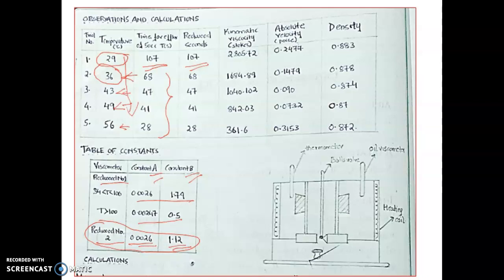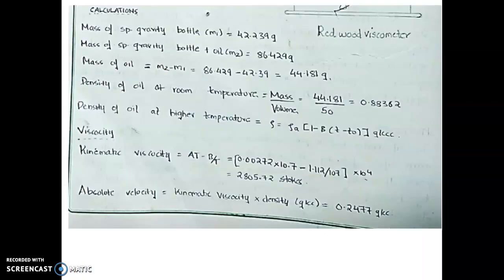so we have to take constant A as 0.0026 and constant B as 1.12 for our calculations. The sample calculation has two parts. In the first part, we have to determine the density of the liquid, and next we have to determine the viscosities, that is kinematic viscosity and absolute viscosity. So in the first part we need to determine the density of the oil at our experimentation temperature. That is important.